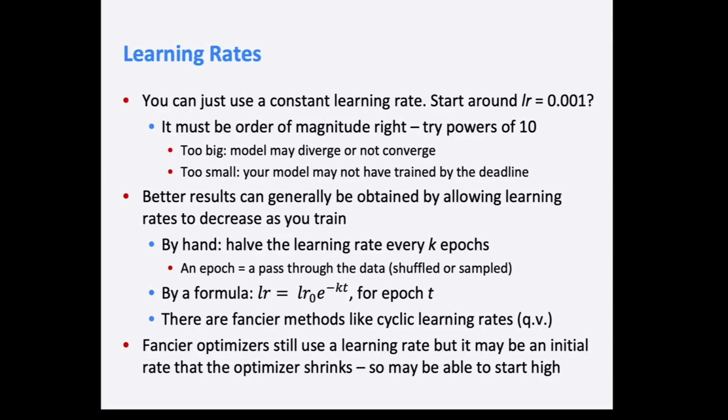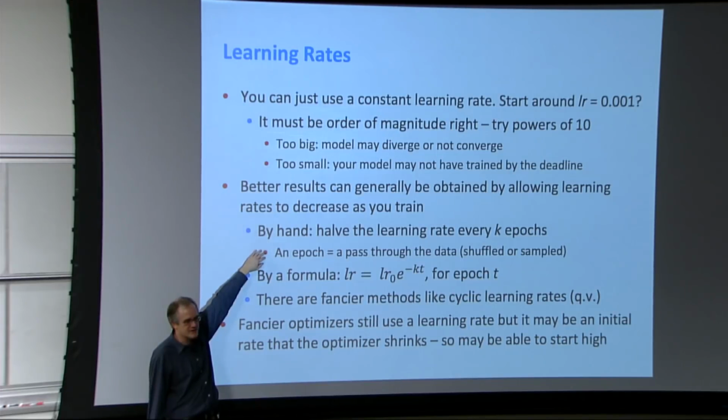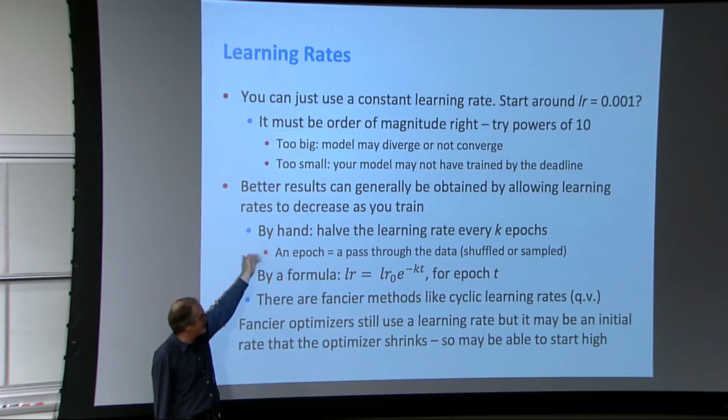So commonly people try powers of 10 and see how it looks. They might try 0.01, 0.001, 0.0001, and look at how the loss is declining and see what seems to work. In general, you want to use the fastest learning rate that isn't making things become unstable. Commonly, you can get better results by decreasing the learning rate as you train. Sometimes people do that by hand. We use the term epoch for a full pass through your training data, and people might say halve the learning rate after every 3 epochs as you train, and that can work pretty well.